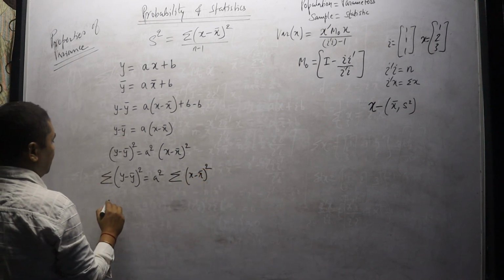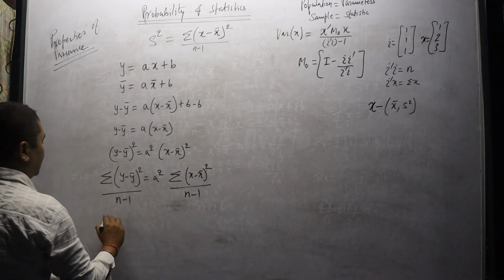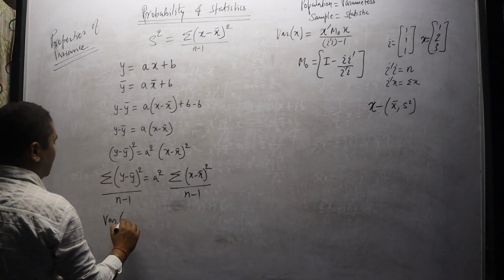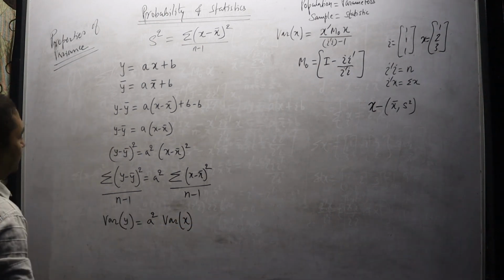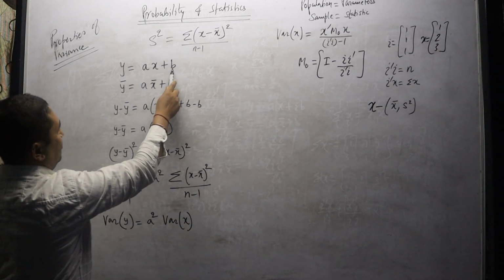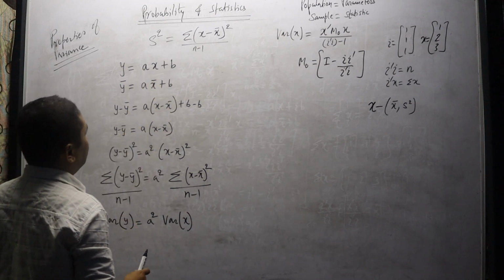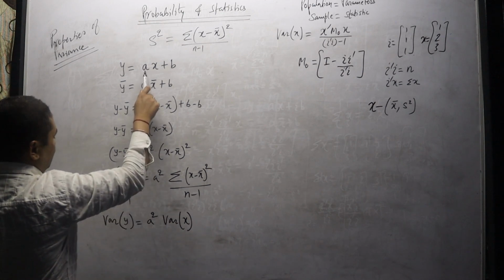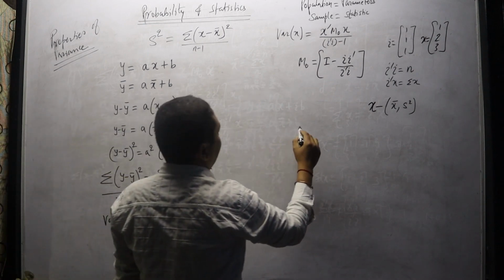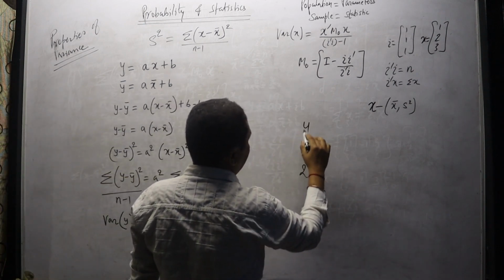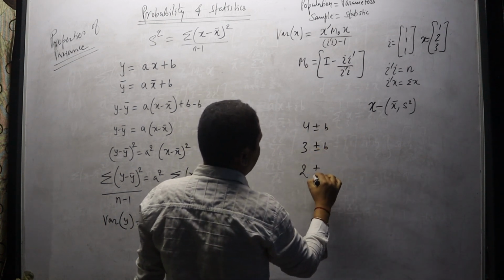And if we divide both the sides by n minus 1, so what do we get? This is n minus 1 and this is n minus 1. So the variance for the sample, the variance of y is equal to a square times the variance of x. So this is a very important property. The shift in the origin does not matter, while the scale factor is going to be squared in this relationship in terms of its variance. In other words, the scale is going to affect the variance while the origin is not going to affect the variance. So let us see an example. If we have 4, 3, 2, the variance of this is not going to be affected whether we add or subtract any constant value.